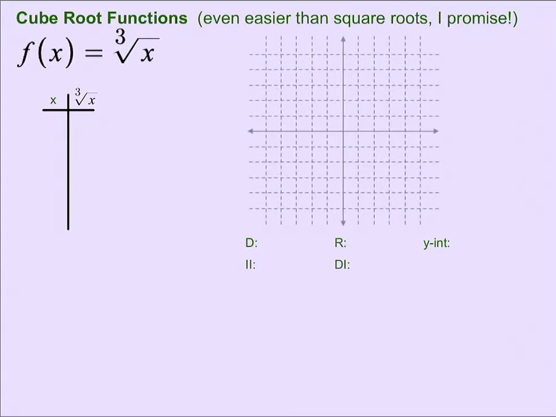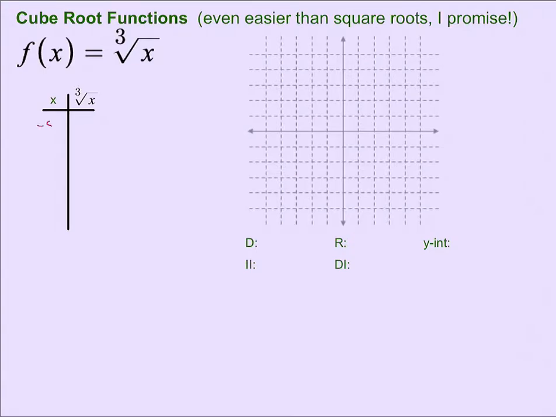The reason why I say it's easier than square roots is because with square roots, we ran into the problem that you can't take the square root of a negative number and get a real answer to graph. So we had domain restrictions and complications with that. Cube roots don't have that problem. You can take the cube root of a negative number.